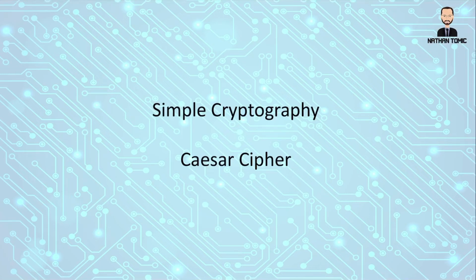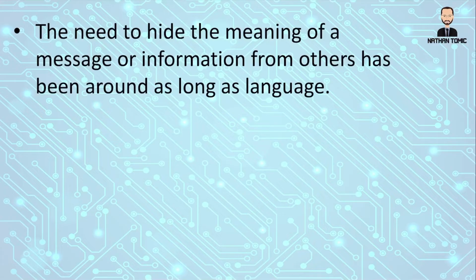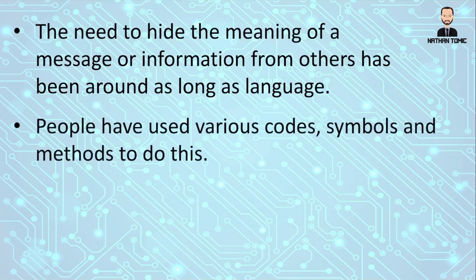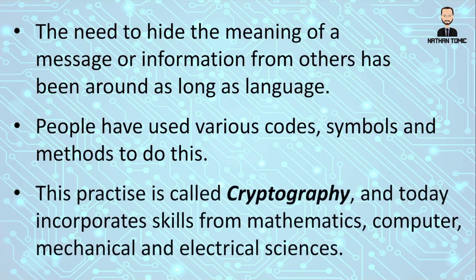In this video, we're going to look at the idea of some simple cryptography, specifically the Caesar cipher. Now, the need to hide the meaning of different sets of information has been around since pretty much as long as language has been invented. People have used various different codes, symbols, and other methods to have this ability to hide the meaning of that information. And when we do this, the practice is called cryptography.